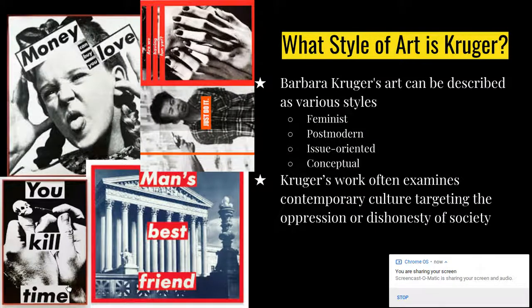What style of art is Kruger? Barbara Kruger's art can be described as various styles, such as feminist, postmodern, issue-oriented, and conceptual. Kruger's work often examines contemporary culture, targeting the oppression or dishonesty of society. Kruger dissects contemporary culture through images and text, often targeting multiple oppressions or hypocrisies. Kruger's use of image and text creates a direct communication with viewers. Within a short statement, she critiques important issues in society, the economy, politics, gender, and culture.